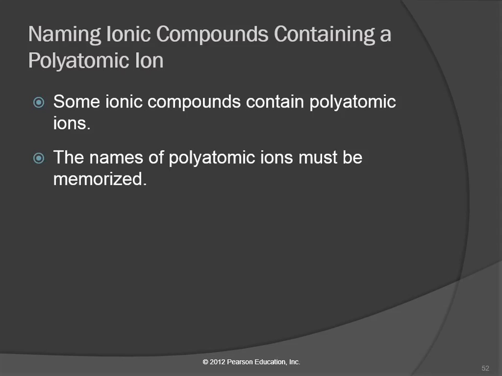So those were binary compounds, only 2 elements. There are also ionic compounds that have more than 2 elements in them. These have what are called polyatomic ions. The prefix poly means many. Atomic refers to atom. So these are ions with many atoms in them. You just have to memorize these guys.